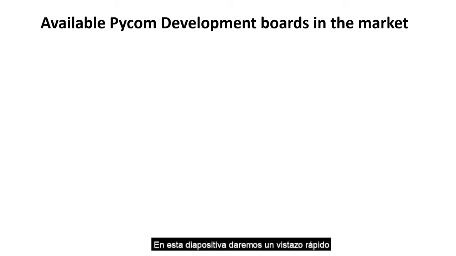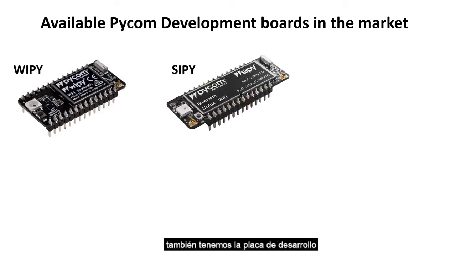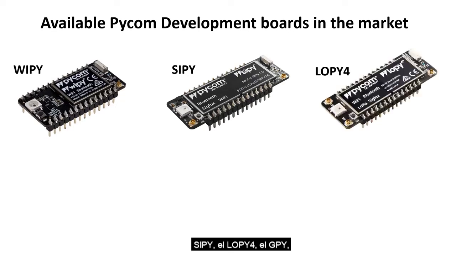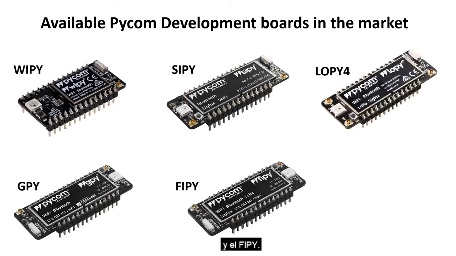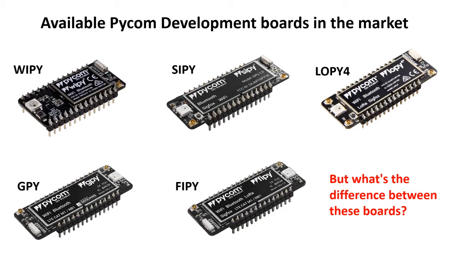In this slide, we will have a quick look at some of the development boards provided by Pycom. The first development board is the FiPy. We also have the SiPy development board, the LoPy4, the GPy, and the WiPy. Take some time to have a closer look at each of the development boards. Can you figure out the difference between these boards? Do the differences you make have any links with their respective names? Note your answer somewhere, because later we will discuss this when we will be covering a specific component of the IoT microcontroller.